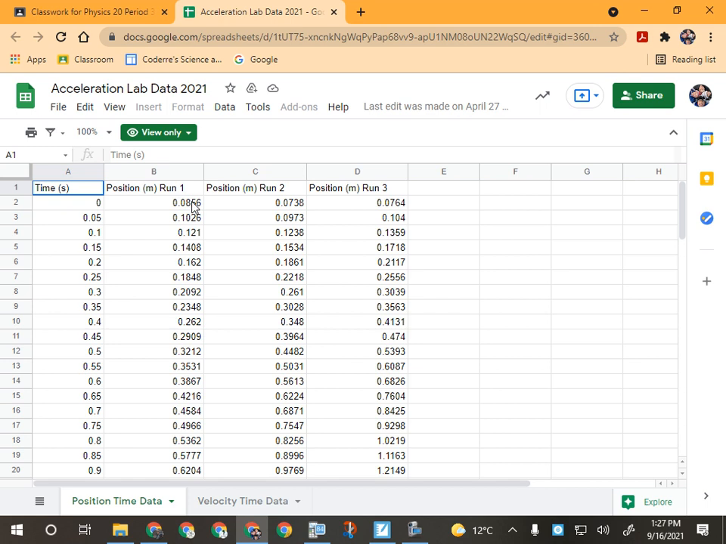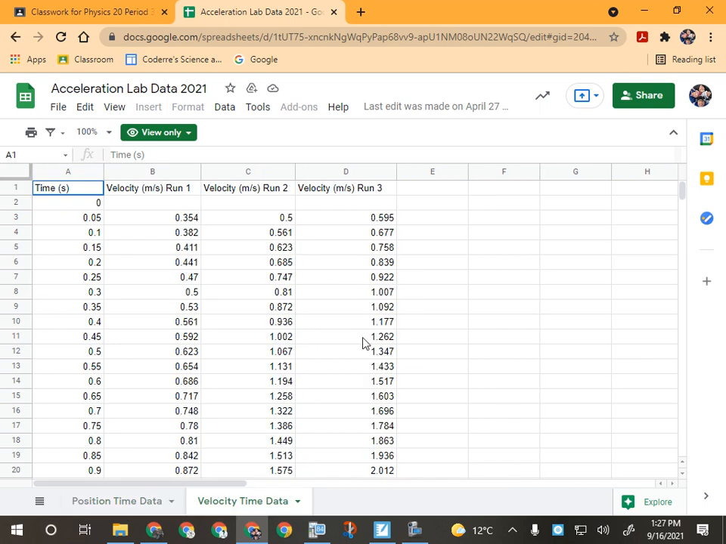Now what you're going to have to do is make one sheet your position versus time data, and one sheet your velocity versus time data. I realize my data has 3 runs. You're only going to have 2, and that's fine. No question. Is it okay if the second one has the one time? Yes, you just have to make that your time column. So your time column needs to go first.